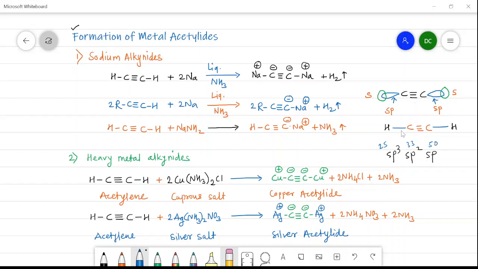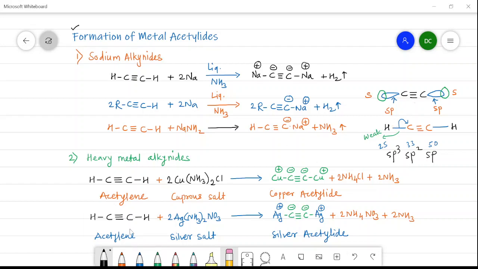It means that the increase in s character increases the ability of the carbon to attract the electron towards itself. The electrons in this bond are attracted to the carbon, or the carbon attracts this electron towards itself, due to the more s character. That's why the carbon-hydrogen bond is weaker. And this hydrogen can be removed easily when the alkyne is treated with a metal. In this way, alkyne has acidic hydrogen.